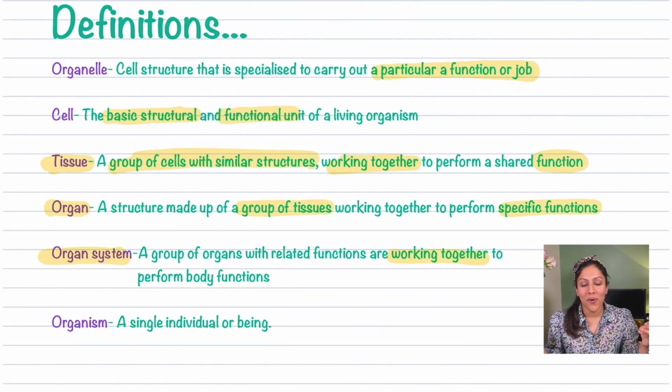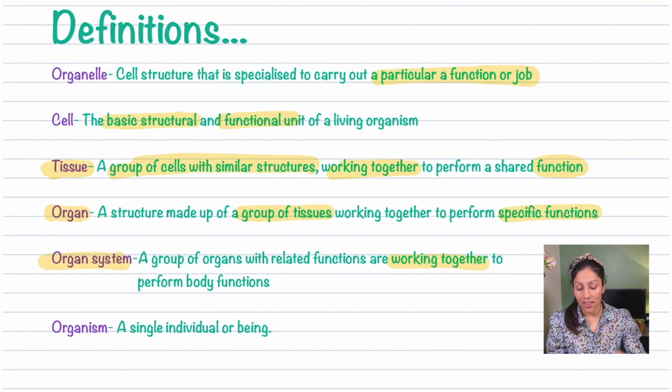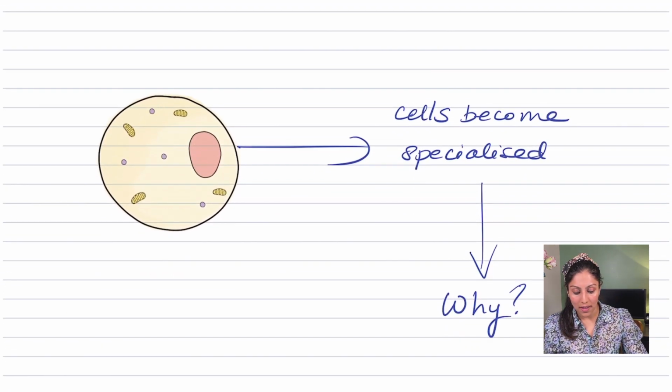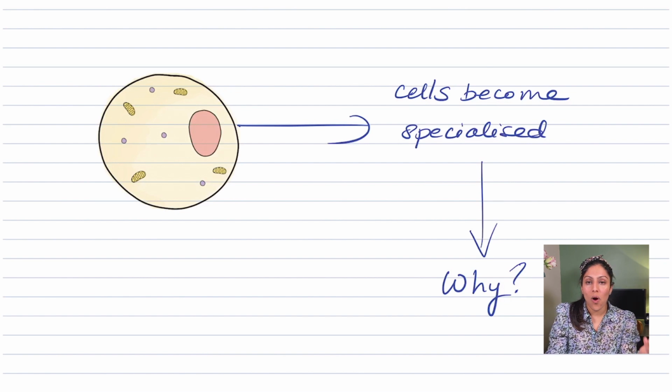So then you have all your organ systems, and they all work together to give you an organism, which is you and me. So we're examples of organisms. So are plants. Plants are also examples of organisms. So that's your hierarchy there. And kind of the big question is, why do cells need to specialize? So really, to answer that question, we need to understand, what does it mean to specialize?